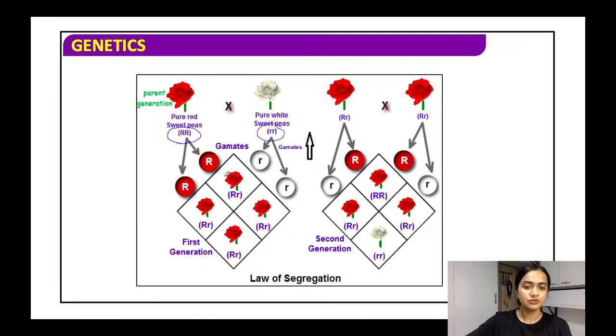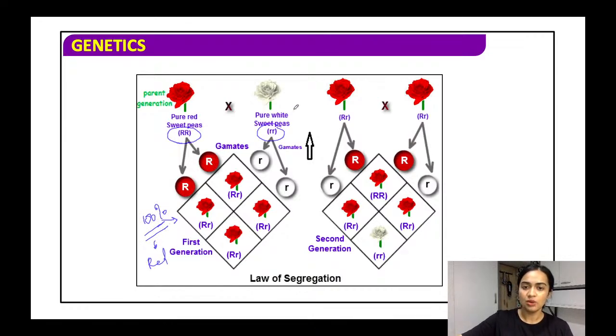All right. So the first generation produces four heterozygous plants or flowers. That is the heterozygous sweet red pea. So here all are red, and the phenotypic ratio is completely 100% red.